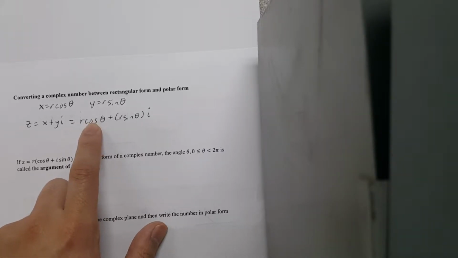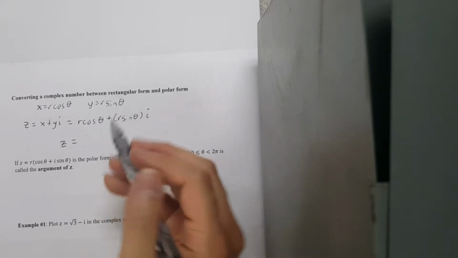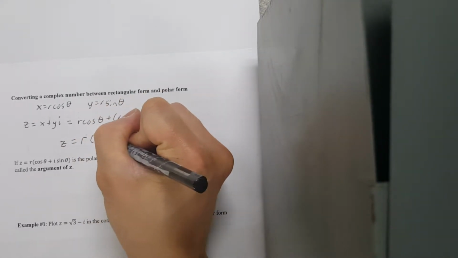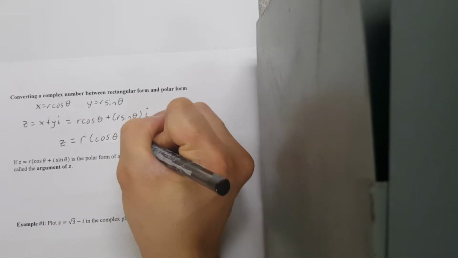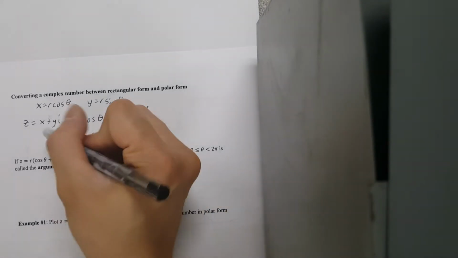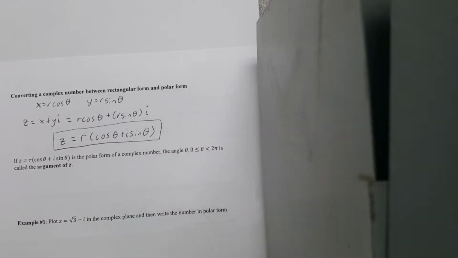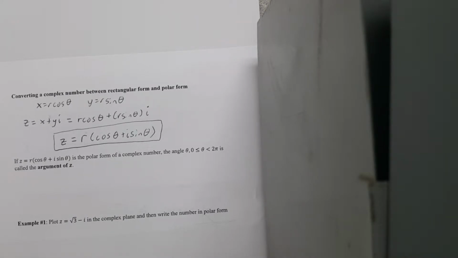Now, the way it's usually written is not in this way, because this way is kind of confusing. The way they write the complex number z is, they factor out the r, and so it looks like this. This is what you're really going to need to know for this lesson. This is the polar form of a complex number. z is equal to r times cosine theta plus i sine theta.